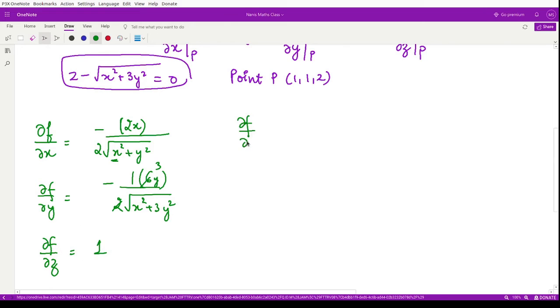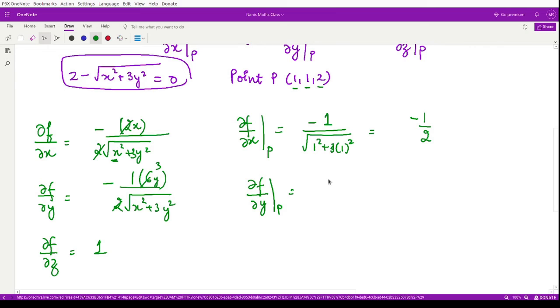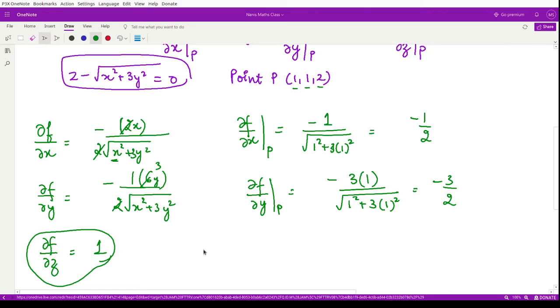Next, we compute these derivatives at the given point P. You have to substitute the values of x, y and z as 1, 1 and 2 respectively. When you substitute x as 1 and y as 1, it would be 3 into 1 square, so the partial derivative with respect to x would be minus 1 by 2. The partial derivative with respect to y at this point would be minus 3 into the value of y, which is 1, divided by square root of 1 square plus 3 into 1 square, so it would be minus 3 by 2. And the third value is going to be 1 at the given point, because it is a constant quantity.